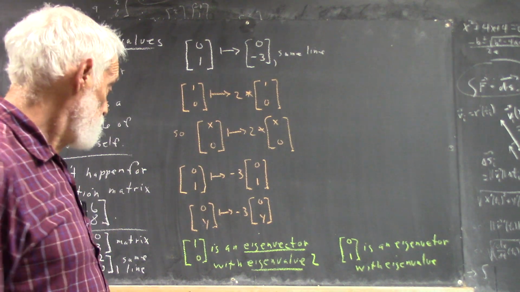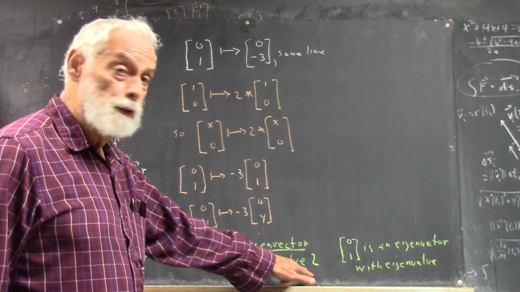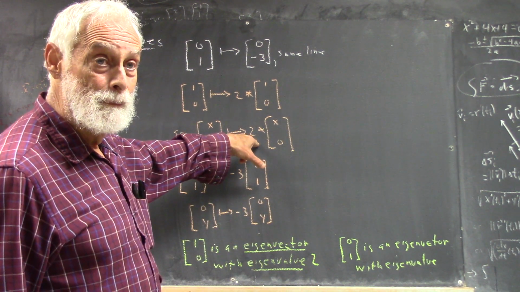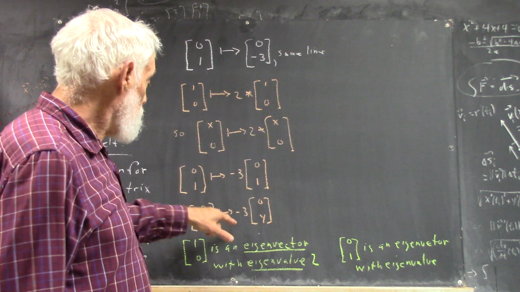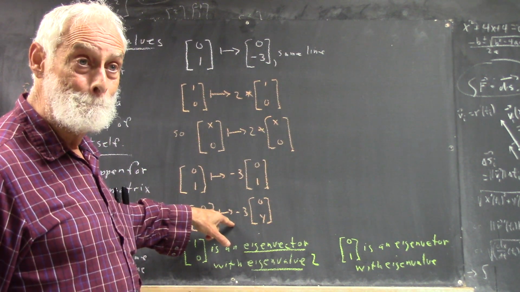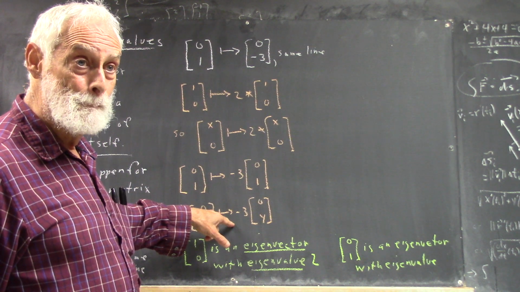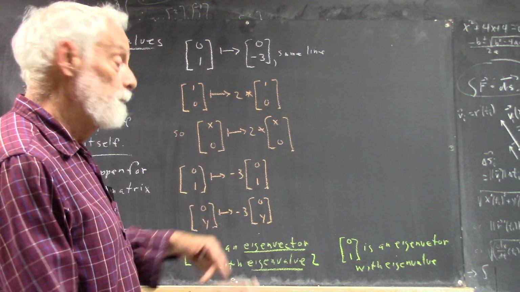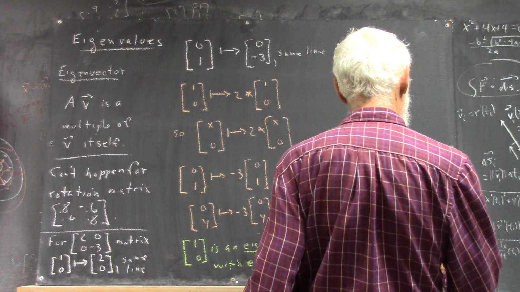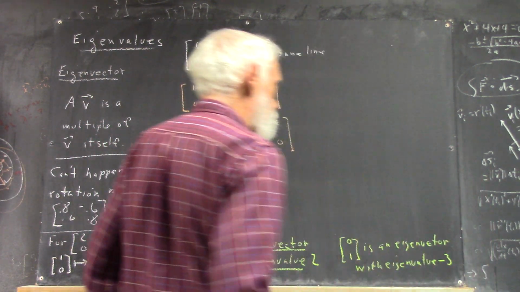-3. Yeah. I mean, why do I say this has eigenvalue 2? It's because it gets doubled, right? And what happens to this one? It gets tripled and reversed, right? It gets tripled and flipped. So with eigenvalue -3.